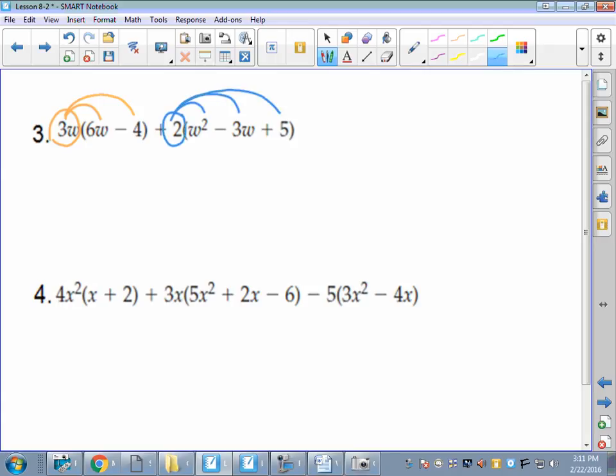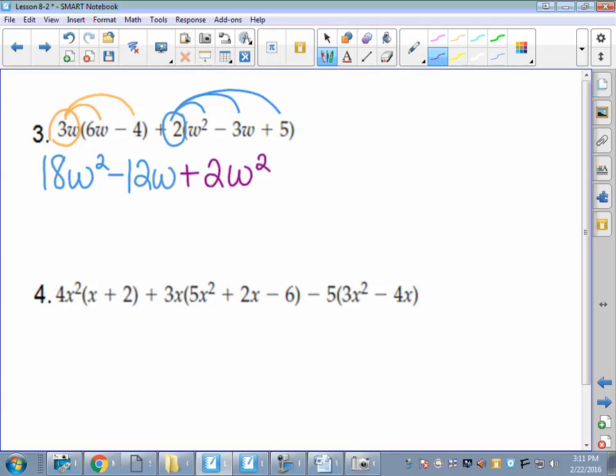So 3w times 6w, I've got myself an 18w to the second. 3w times that minus 4, I've got a negative 12w. Over that second distributive property, I know that one ends because the parenthesis ends. So now I'm going to look and see what else I've got to do. I've got that 2 that has to be distributed to everything inside the parentheses. So 2 times w squared is a positive 2w squared.